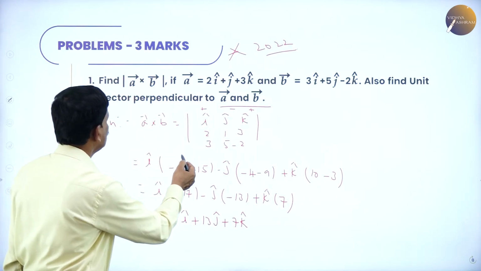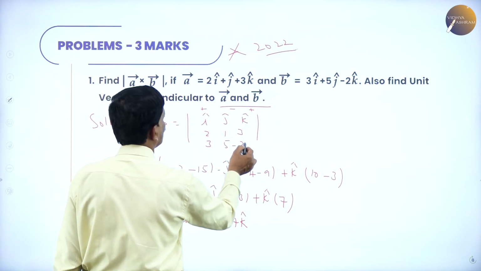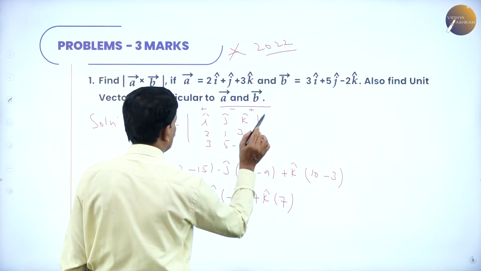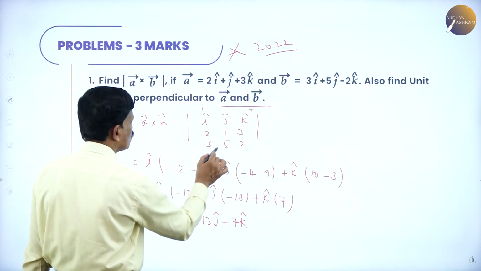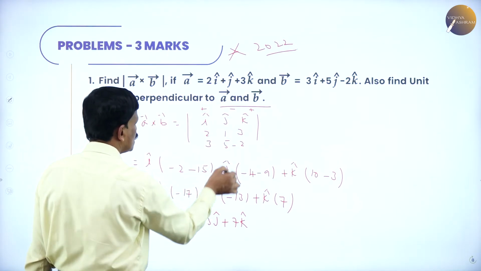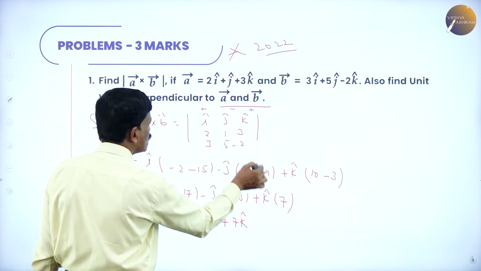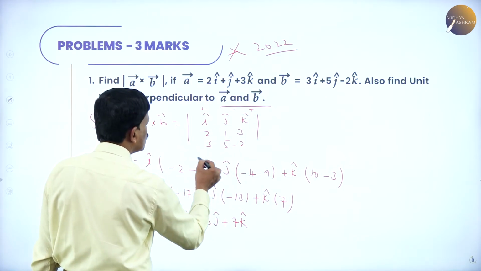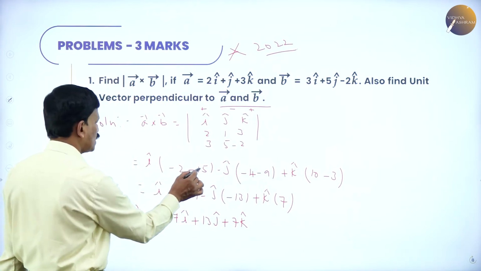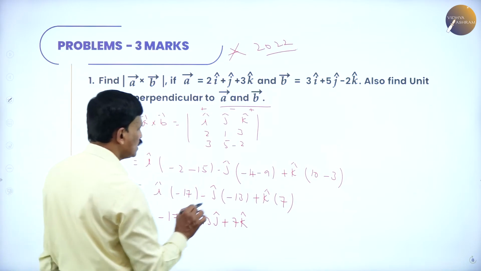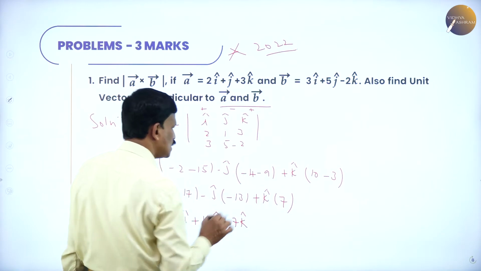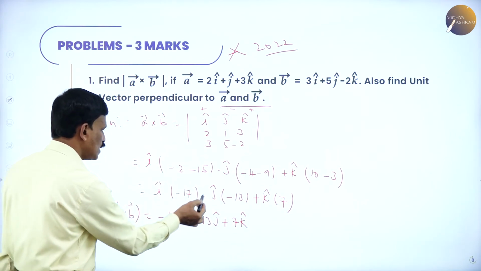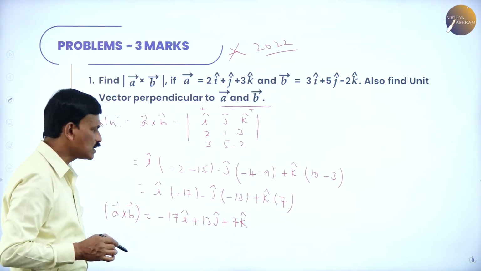What are the vectors given? A is equal to 2i, 1j and 3k, B is equal to 3, 5 and minus 2. Simplify. This row and column gone. 1 into minus 2 is minus 2, 5 3s are 15, minus j into 2 times minus 2 is 4, minus 3 3s are 9, plus k into 2 5s are 10, minus 3. So minus 15 minus 2 is minus 17, minus 9 minus 4 is minus 13, 10 minus 3 is 7, minus 17i plus 13j plus 7k.